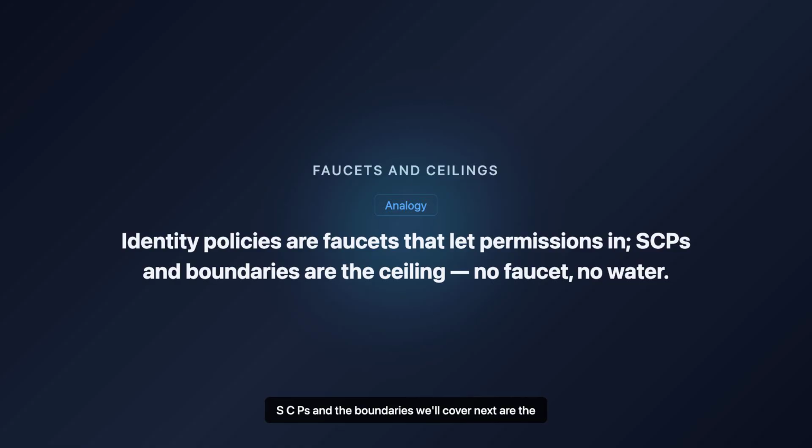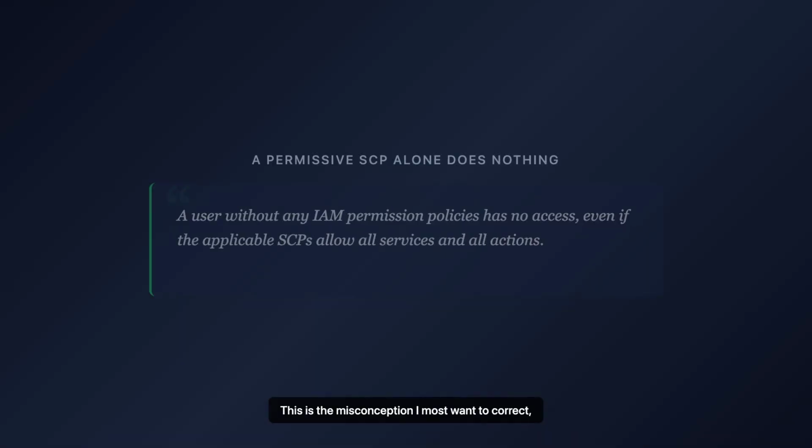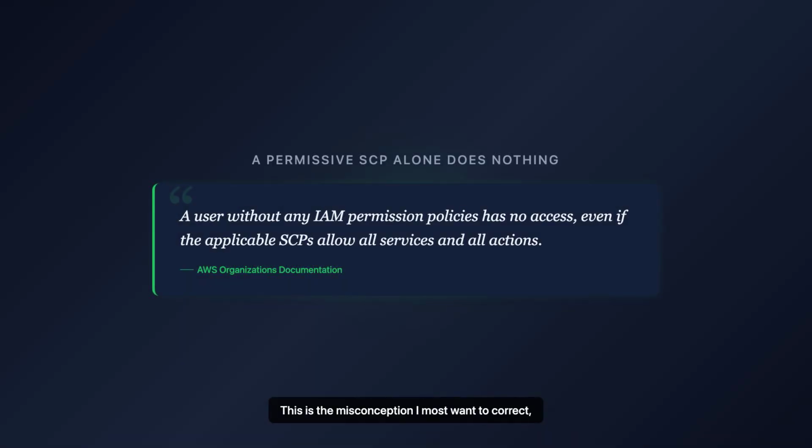SCPs and the boundaries we'll cover next are the ceiling. The ceiling never adds a single drop of water. It just caps how high the water can rise. And that means if there's no faucet, there's no water, no matter how high the ceiling sits. This is the misconception I most want to correct. And again, the docs say it perfectly.